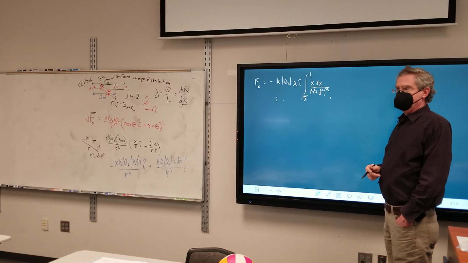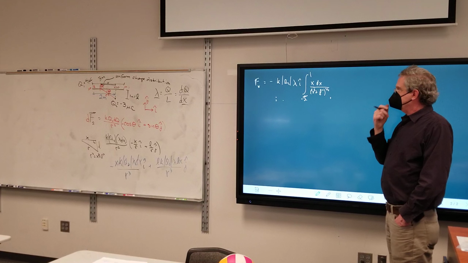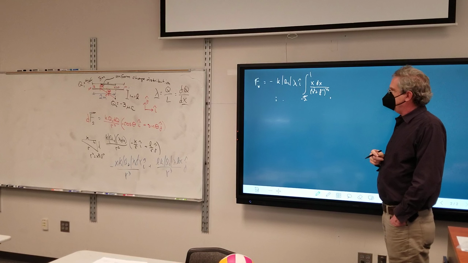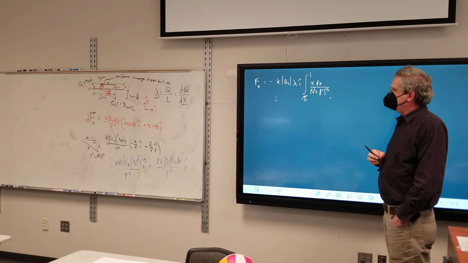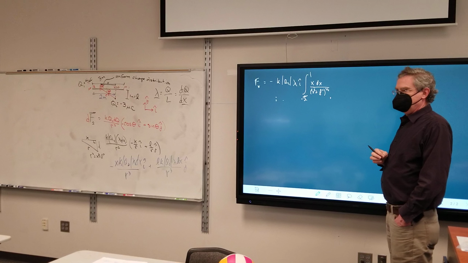So, Dr. Fox, I'm a little confused. You started out by splitting it into sections, but now, because we took the information from the section on the left, we can just integrate the whole rod.